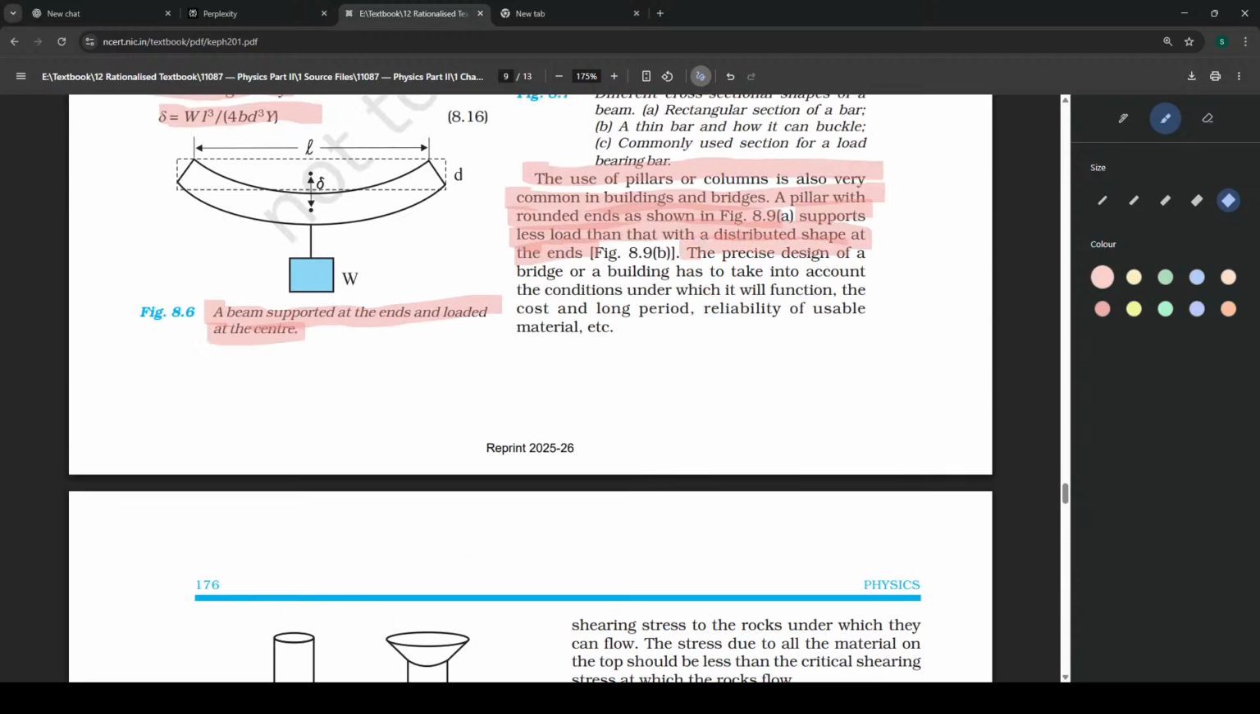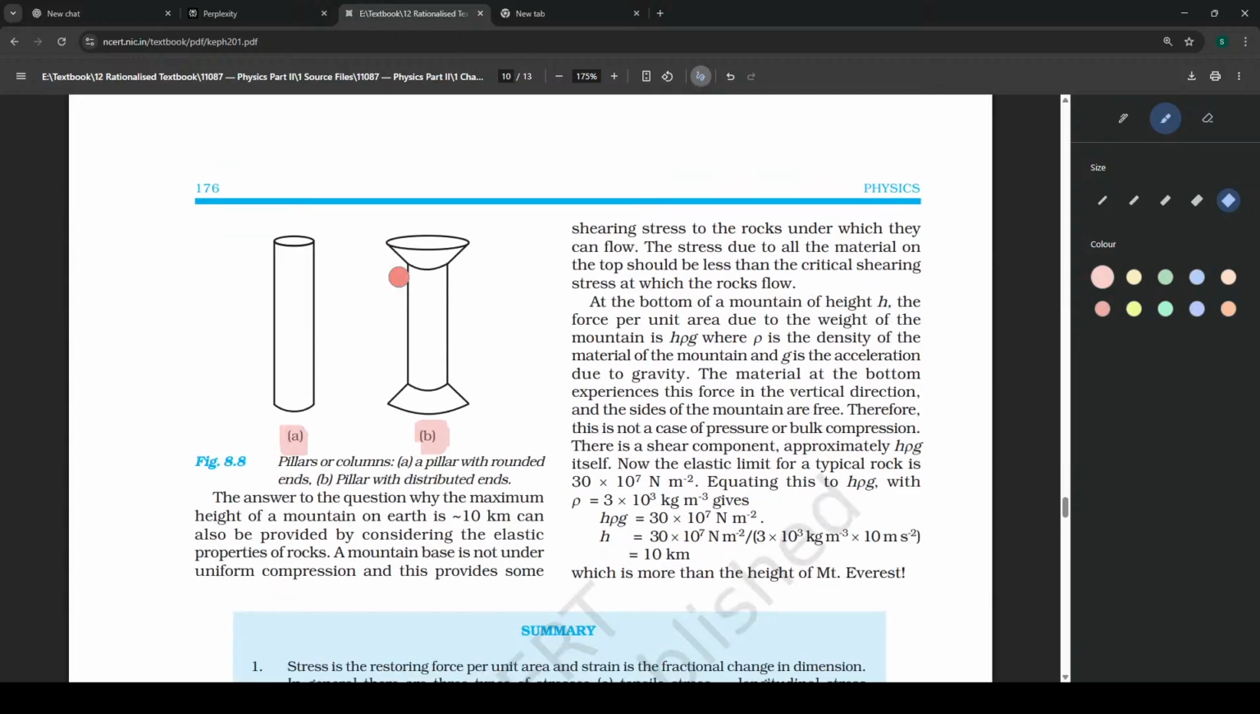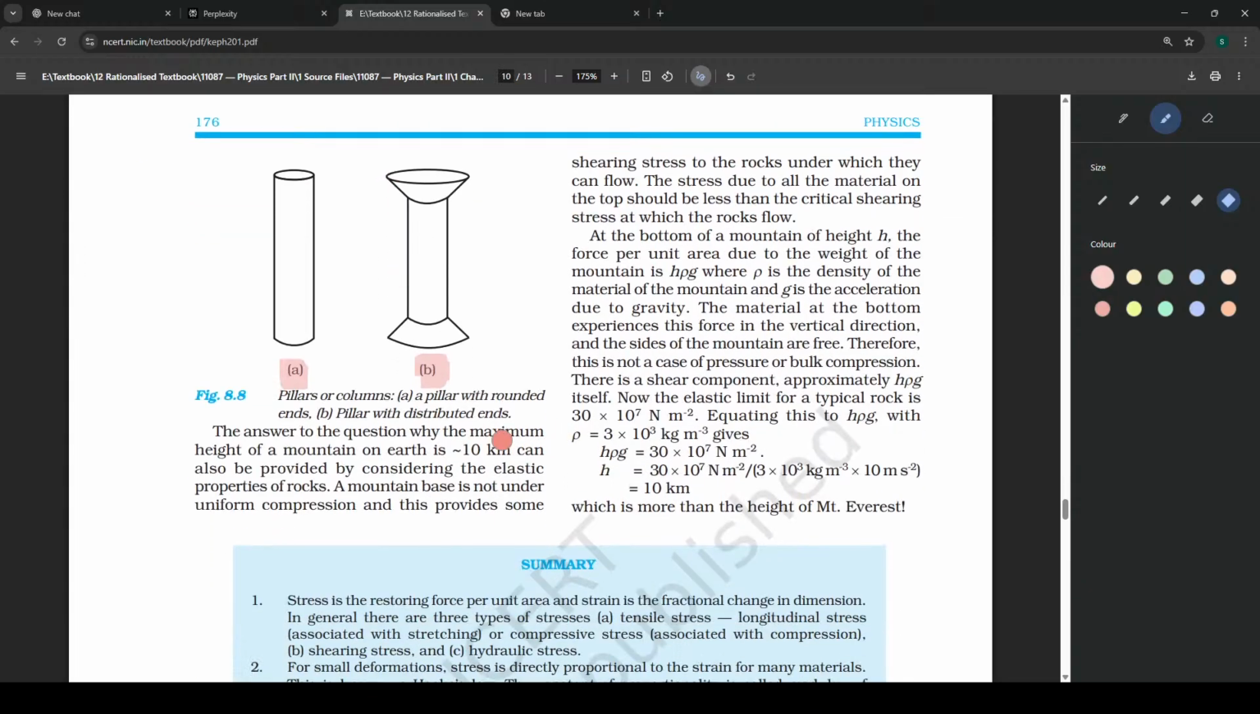The precise design of a bridge or a building has to take into account the conditions under which it will function, the cost and long-period reliability of usable material, etc. The answer to the question why the maximum height of a mountain on earth is 10 km can also be provided by considering the elastic properties of rocks.